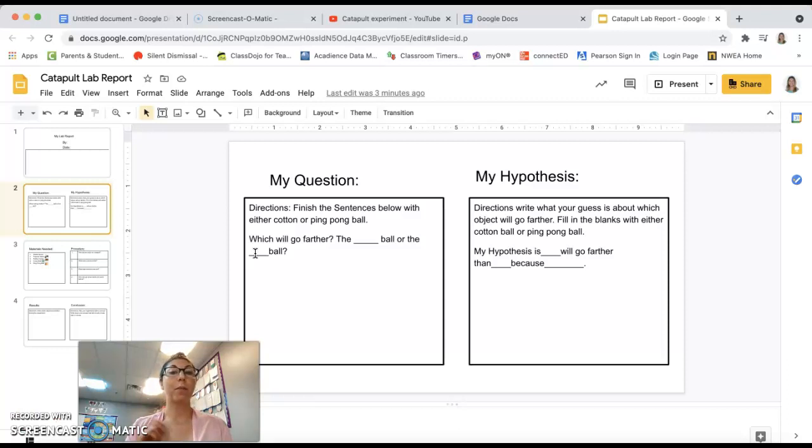If you're still working on the My Question part on your paper copy, you're going to write down this sentence here. Which will go farther, question mark, and then you'll write this sentence too and finish it.